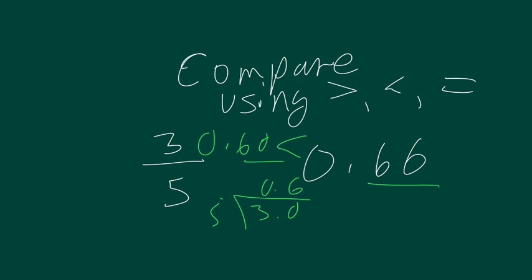Now be careful if the numbers are negative, because if these numbers were both negative, the opposite would be true, because the closer a number is to 0, if it's negative, the greater it is. So just be careful with your negative values. But in this case, by making them both decimals, it's easy to see which number is greater.